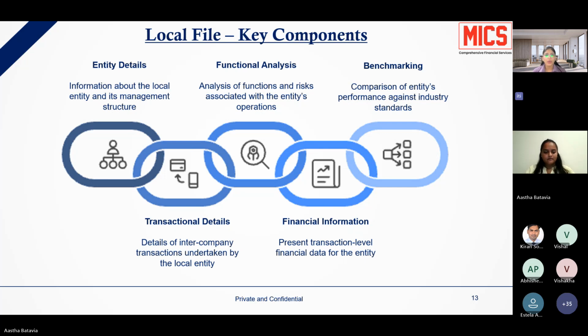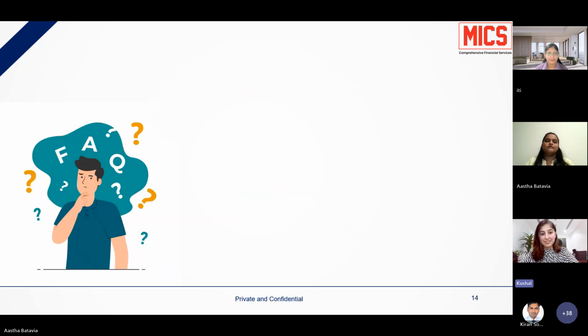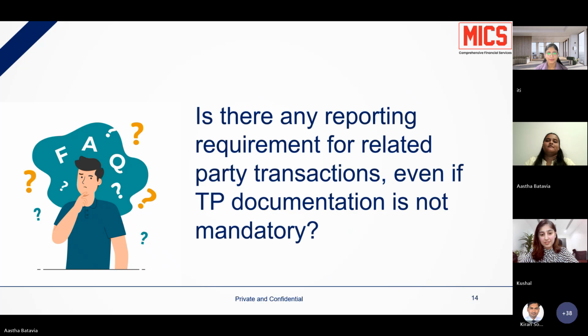So this is all about CBCR, master file, and local file. I just want to give you a tip so that you can memorize this requirement: just see CBCR as satellite view, master file as drone view, and local file as street view. Asta, we may go to the next slide.